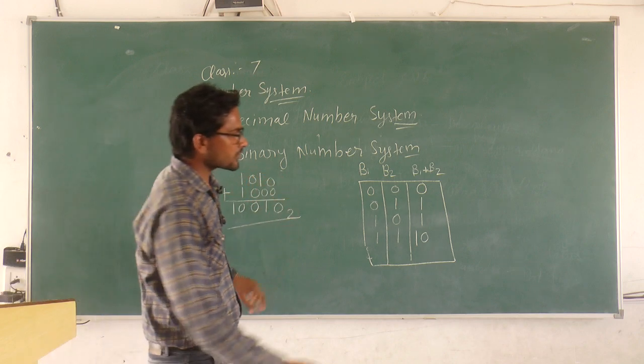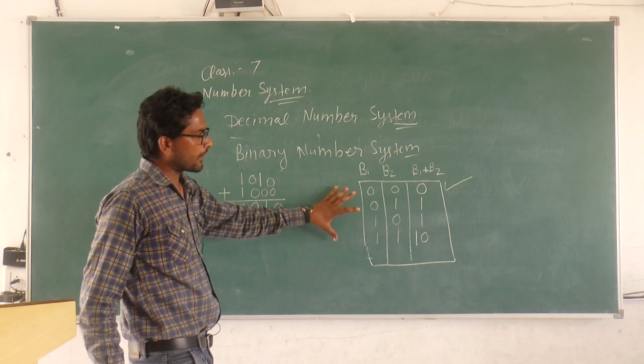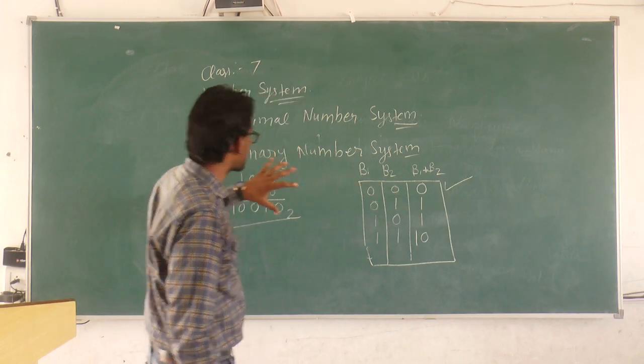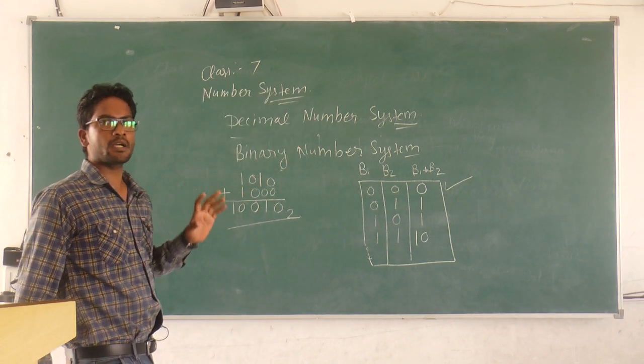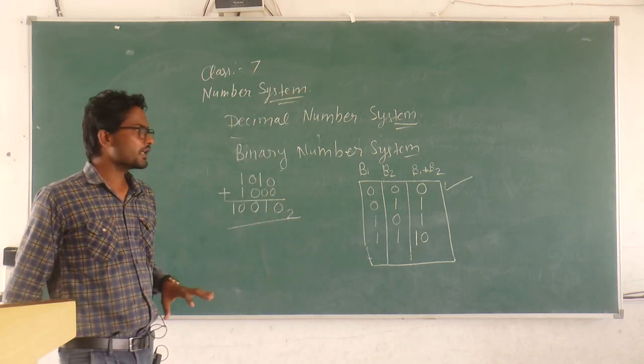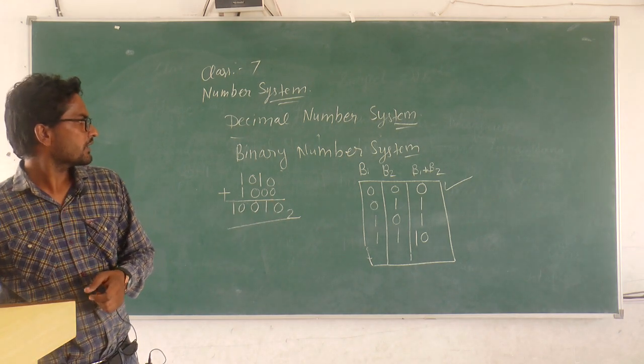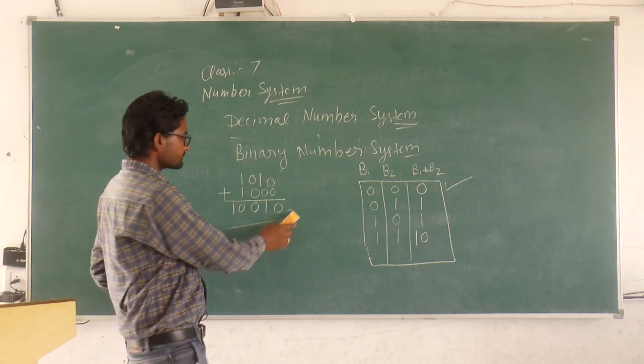Friends, just focus on this truth table. If you know this truth table, then it is easy to add numbers however big, you can add easily. No problem. Okay friends, this is your binary addition.